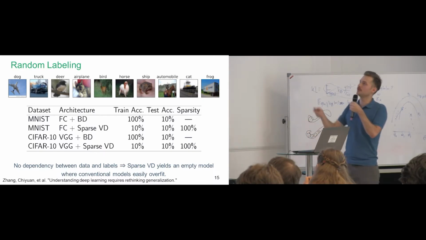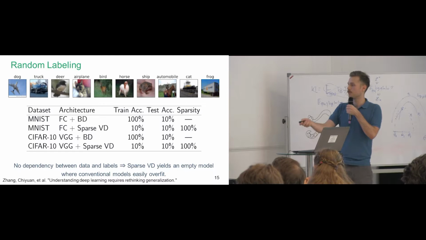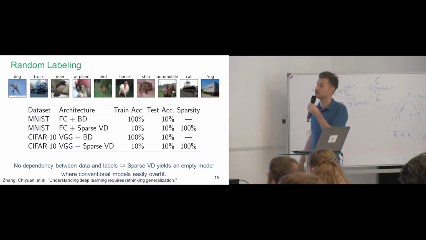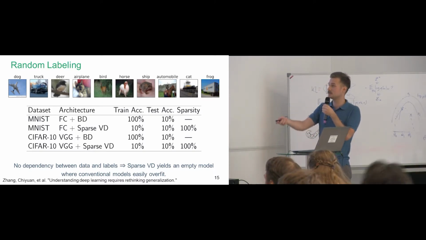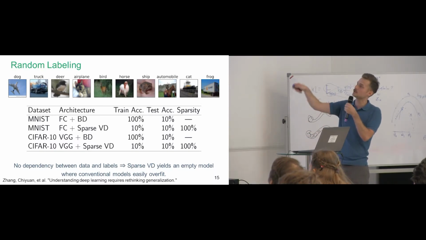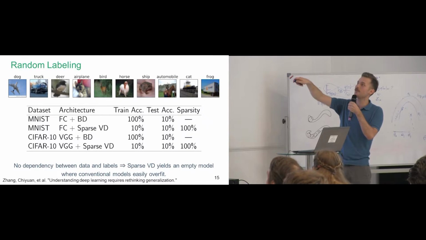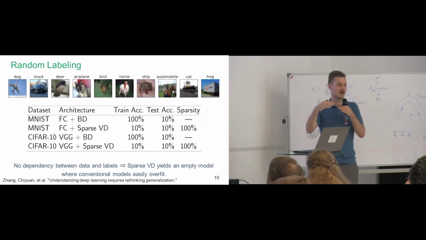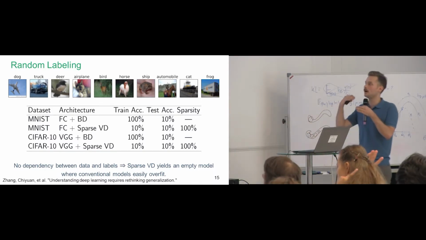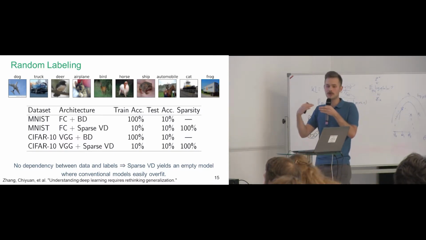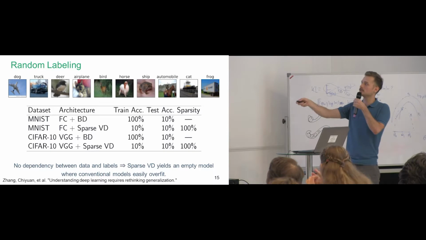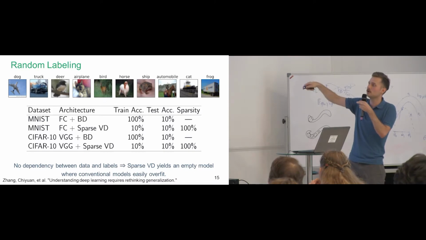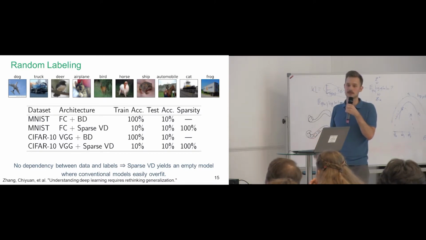One more fascinating experiment is presented in this paper, Understanding Deep Learning Requires Rethinking Generalization. What these guys did, they just took CIFAR 10 and shuffled all the labels. So there is no dependency between picture and label. And then they trained all the modern architectures until 100% accuracy on the train set. And of course, any model will have 10% accuracy on the test set.